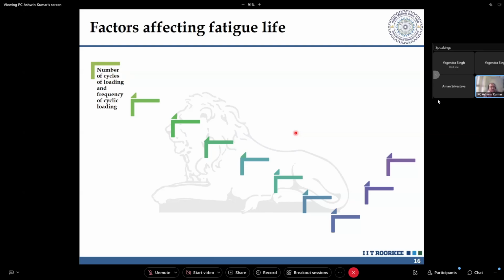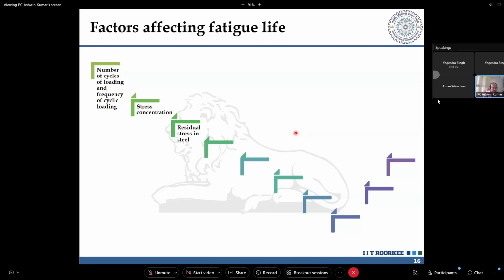So what are the factors affecting fatigue life? Yes, number of cycles. How many cycles of loading can the material take up, that affects the kind of fatigue life that the member can have. Then stress concentration. Yes, obviously you know that if the stress concentration is very high at a certain region, the fatigue life will be very low.